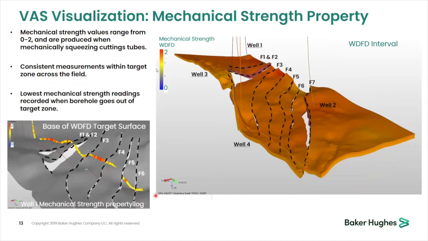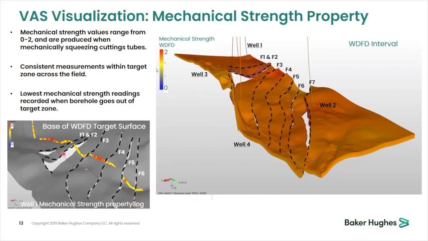So now we're going to take a look at mechanical strength. These values range between 0 and 2, and they're produced by mechanically squeezing the cutting tubes that are analyzed. We get pretty consistent measurements across the Woodford, and there's high mechanical strength. When we think back to the Woodford and all those chert-rich beds, it makes sense that that's what we're seeing. The lowest mechanical strength readings are occurring when the borehole's going out of the target zone.